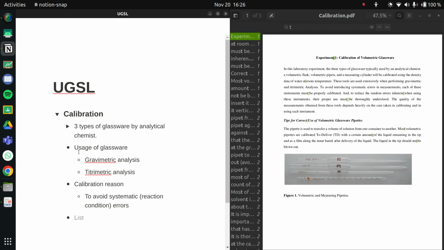Okay. Fine. So this I didn't get. When using these instruments, the proper use must be thoroughly understood. Sure. So it's just to understand how you use this thing. That's not a big deal. The quality of the measurements obtained from these tools depends heavily on the care taken in calibrating and in using each instrument. Okay, fine.